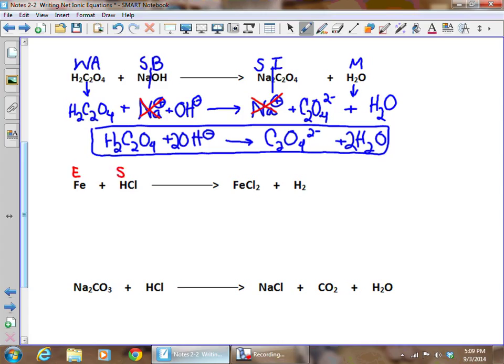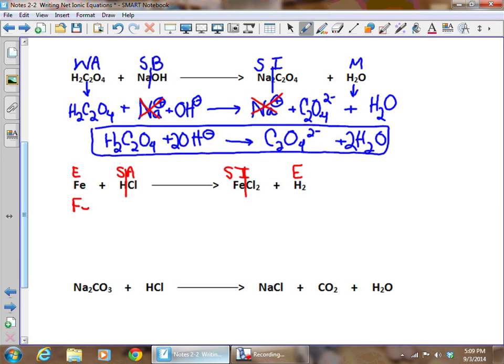HCl is a strong acid. FeCl2 is an ionic compound. It happens to be a soluble ionic compound when you look it up on the solubility chart. H2 is also an element. Elements do not split. So it looks like our strong and soluble splits. So hydrogen is going to split off from the acid, and we're going to split it right down the middle for iron and the chloride.